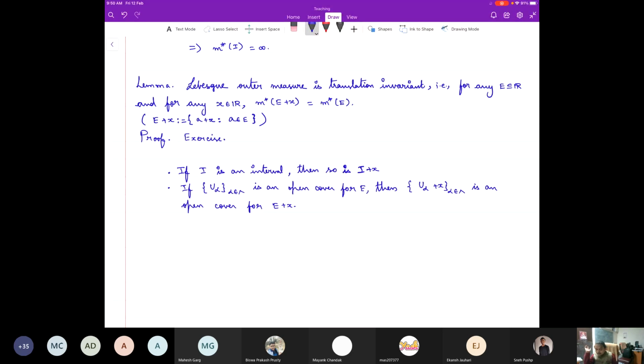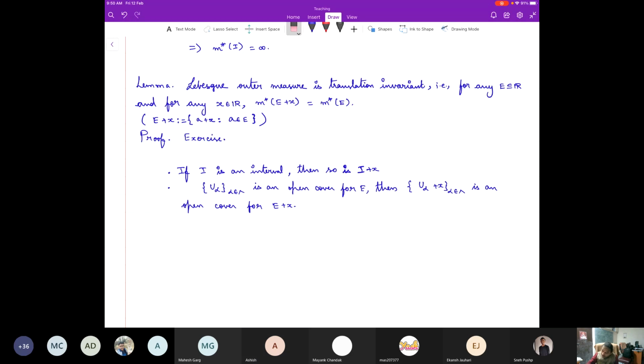So these are the things that you need. But sir, here we are taking E as an arbitrary set. Mm-hmm. Well, E is an arbitrary subset of R, of course. Even there, same thing. Actually, we are shifting E by x.